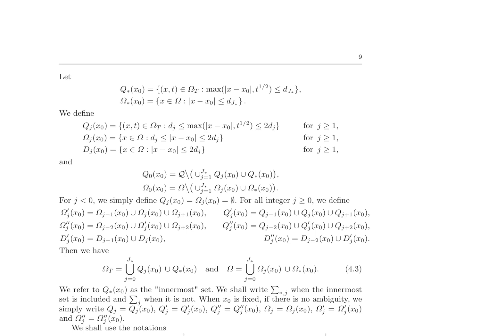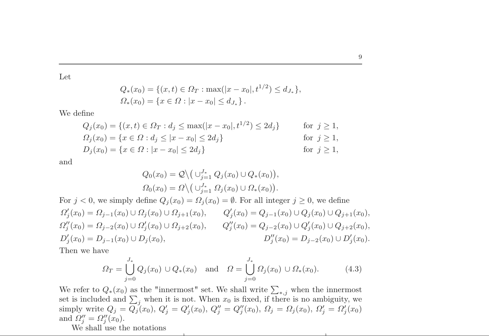The authors introduce a series of definitions and notations crucial for the subsequent analysis, including sets and domains that partition the domain omega t and omega into smaller regions. Specifically, they define Q star, x0, Omega star, x0, Q_j, x0, Omega_j, x0, D_j, x0, and their variations, which enable the establishment of a hierarchy of domains.